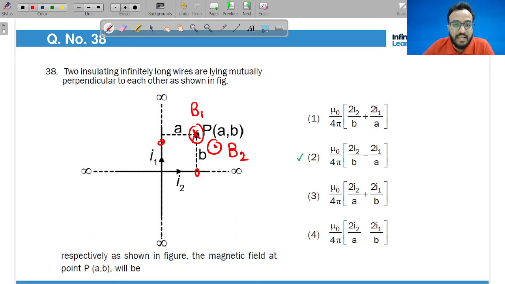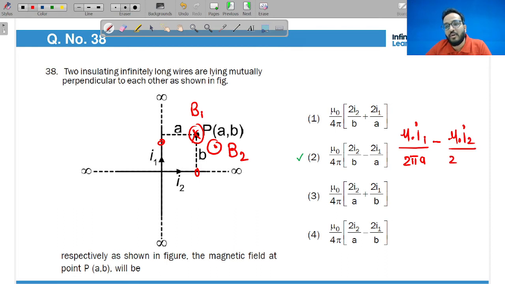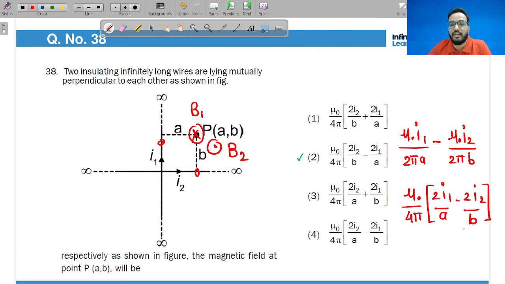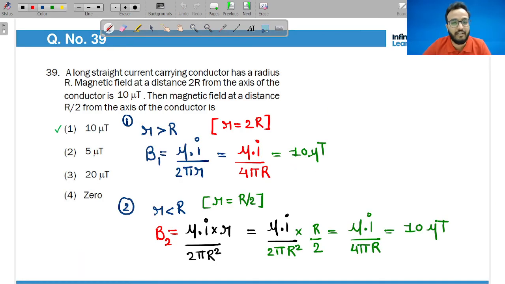So the answer will be like this: mu naught I1 upon 2 pi A minus mu naught I2 upon 2 pi B. So mu naught by 4 pi, I can say 2I1 by A minus 2I2 by B. Which option matches? Come on quickly. Tell me guys. Second option. Very good. You are very intelligent.